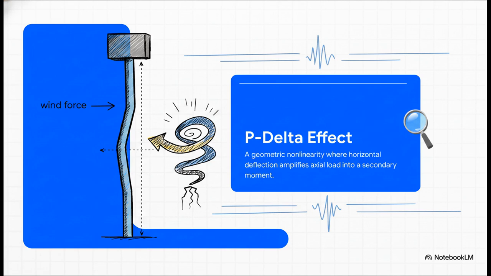That off-center weight multiplies the bending stress exponentially, creating a secondary moment. It's a vicious cycle of geometric nonlinearity that can lead to rapid instability if the engineer hasn't designed enough lateral stiffness into the structural frame.